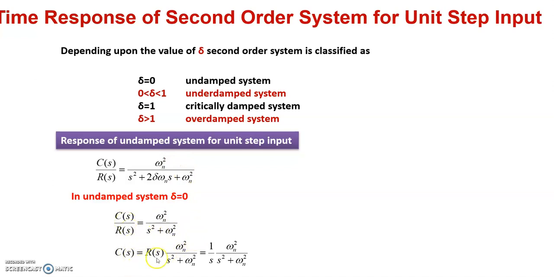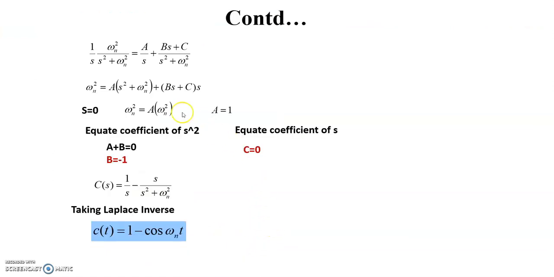So that C of s is equal to R of s into omega n square divided by s square plus omega n square. You can substitute instead of R of s, 1 by s, taking partial fraction. So that A by s plus Bs plus C divided by s square plus omega n square. So equate the numerator terms. So omega n square is equal to A into s square plus omega n square plus Bs plus C into s. So now you can substitute s is equal to 0. You can find A value as 1.